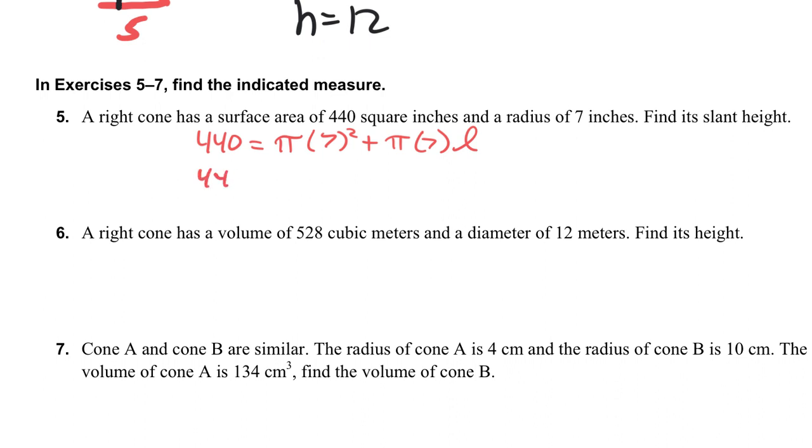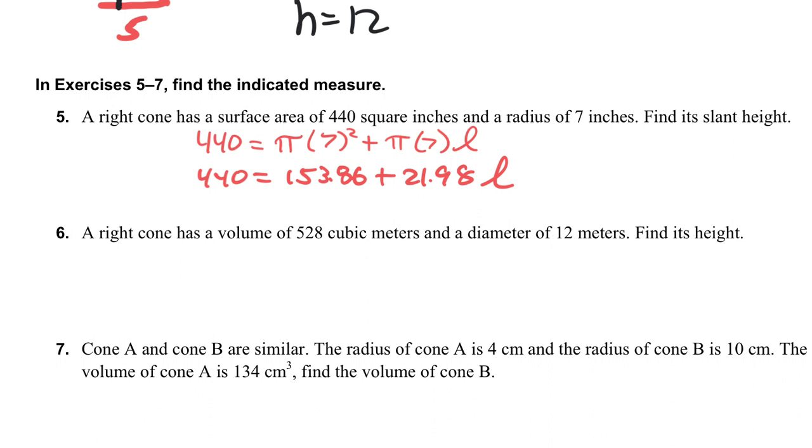440 equals 153.86 plus, and then 7 times 3.14 is 21.98, and then that's times L. And the reason why I did that is so you can see that pi is irrational, it's still a number.